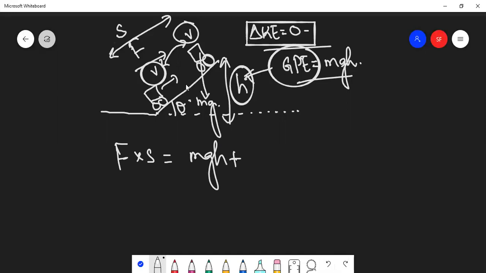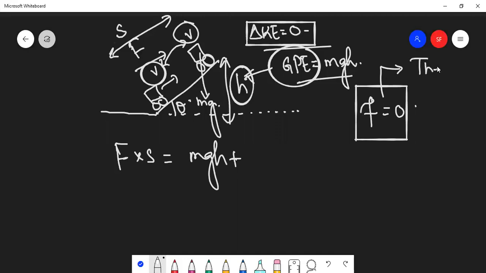Do you remember something from the inclined plane? Thermal? I said frictional forces are zero. How could thermal energy exist? If frictional forces are zero, then thermal energy has to be zero. Okay, no conversions into thermal.